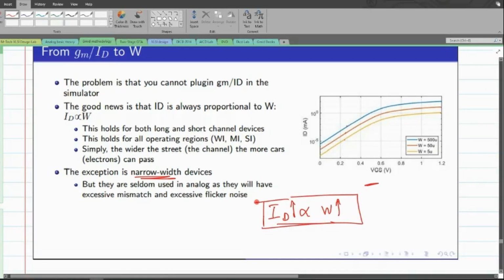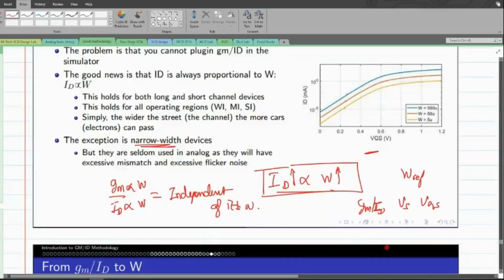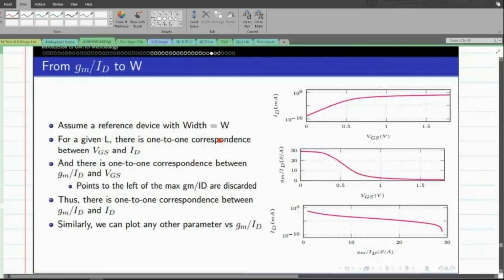If the width is already wide enough, then we can always assume that the current is directly proportional to the width. Because of which, for the ratio GM over ID, we know that both GM and ID are dependent on the value of width. So when I take this ratio, the ratio becomes independent of width. One can use this fact to our advantage. I can choose a reference width and plot different sets of graphs like GM over ID versus VGS, and based on that we can do some calculations.